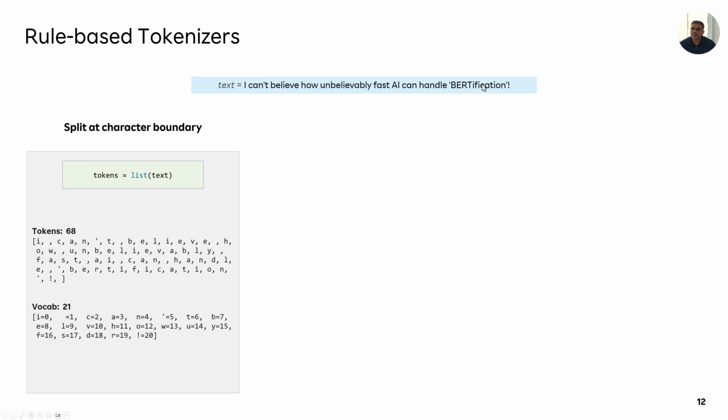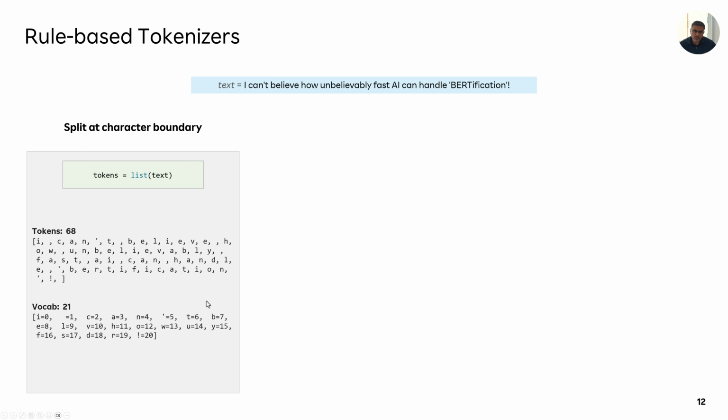So I followed by white space, you can see these are all your tokens. And each of the unique symbols becomes a part of the vocabulary. So you have 21 unique symbols in this. Although you have 68 different symbols, only 21 are unique. So that becomes your vocabulary.